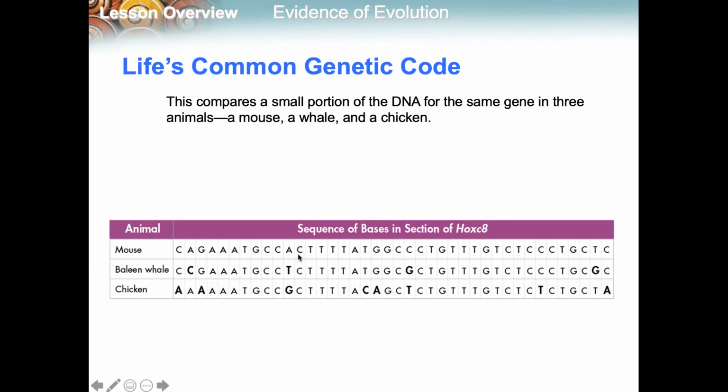Now, funny enough, the mouse and the chicken are way more different than the mouse and the whale. You would think the opposite's true. But the mouse and the chicken have 1, 2, 3, 4, 5, 6, 7, 8 differences. And that determines the difference in size from a mouse to a chicken.